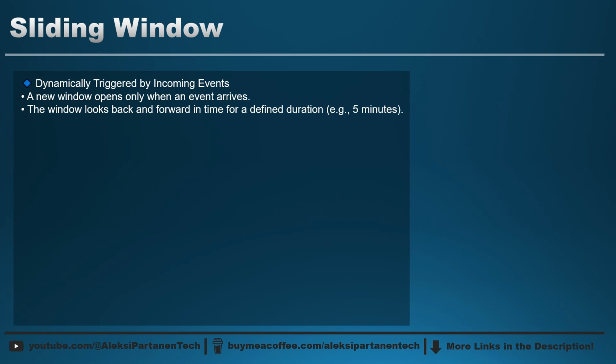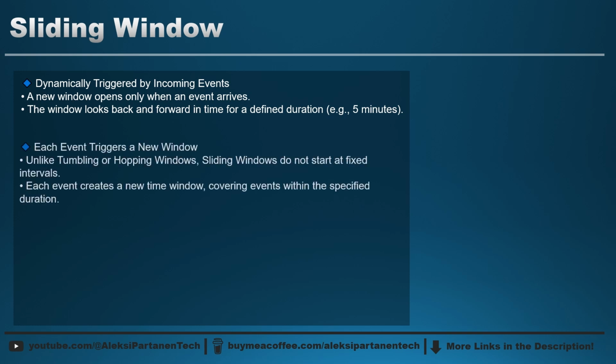Also, the event that triggered the sliding window will trigger a new window after the event that looks forward in time the specified duration. However, since the triggering event will only belong to the window that looks back in time, it is possible that the forward-looking window is dismissed if there are no other events happening in the specified duration after the event. So unlike tumbling and hopping windows, these sliding windows don't start at fixed intervals, and they are triggered by events themselves.